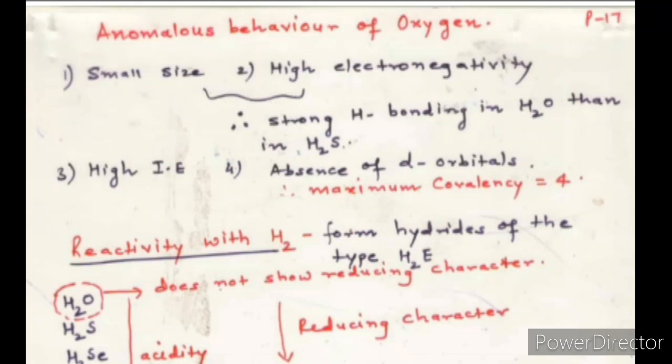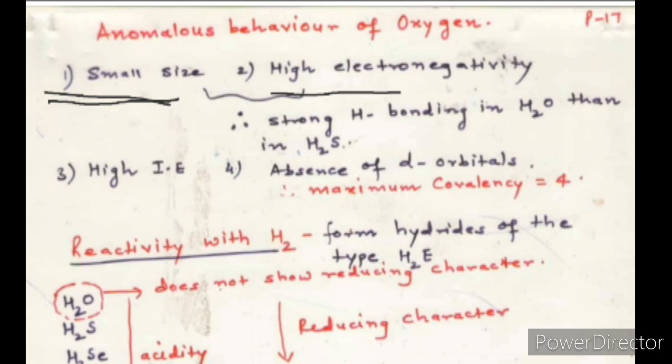We will start with anomalous behavior of oxygen. Oxygen has got some unique properties which differentiates it from remaining members of the family. The first property is small size. Because of very small size, it has got some peculiar characteristics.